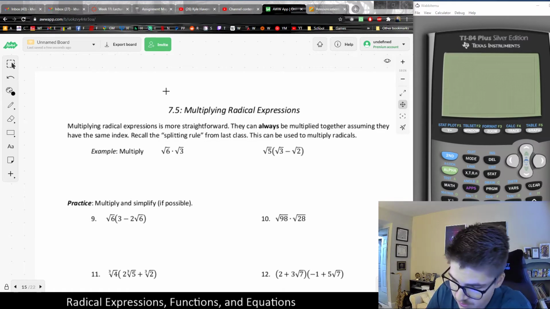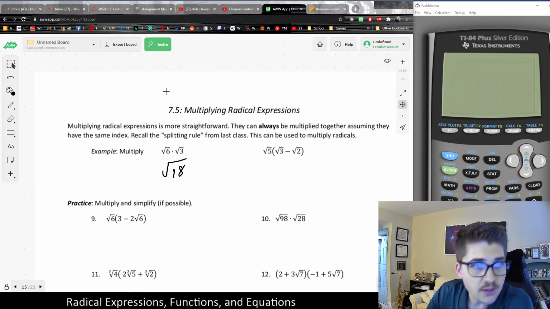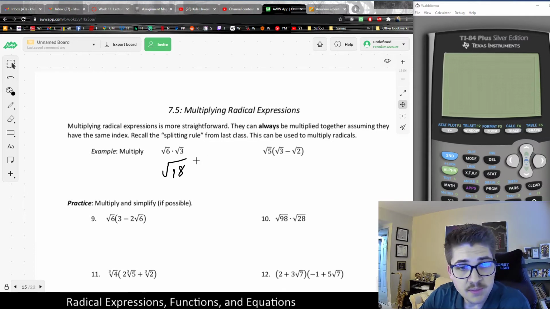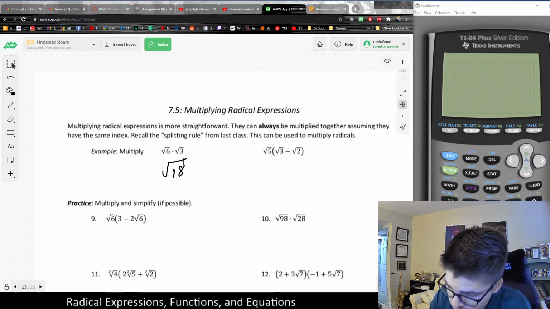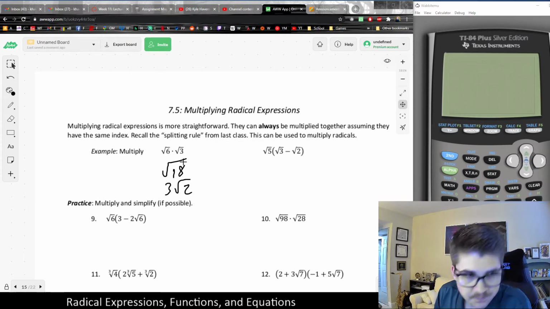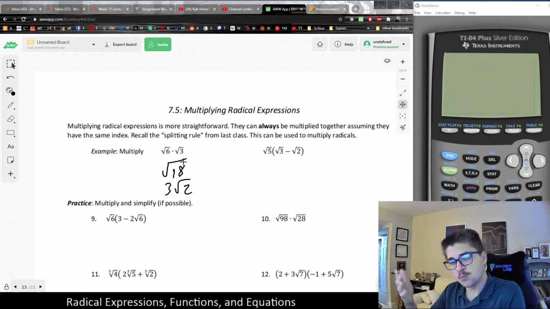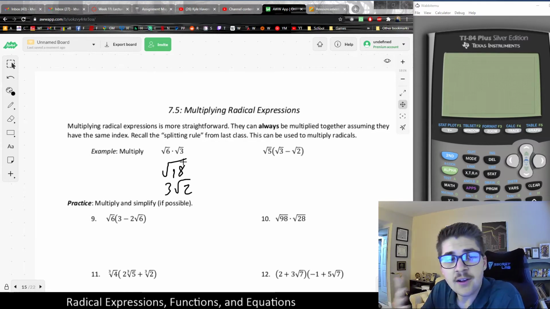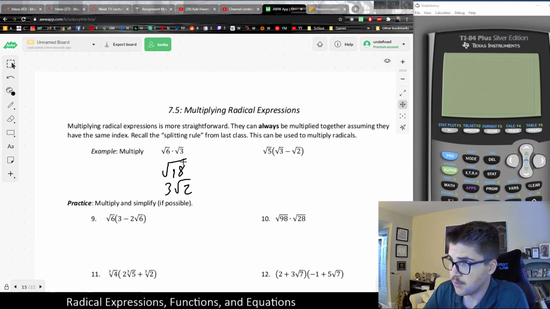Like say I wanted to multiply 6 times root 3, that's just root 18. But notice that after I multiply them, sometimes it could be simplified after the fact. Like 18 is 9 times 2, so this would make 3 root 2. And that's the general idea of multiplying. You want to first combine them together and always check to see if something can be simplified.